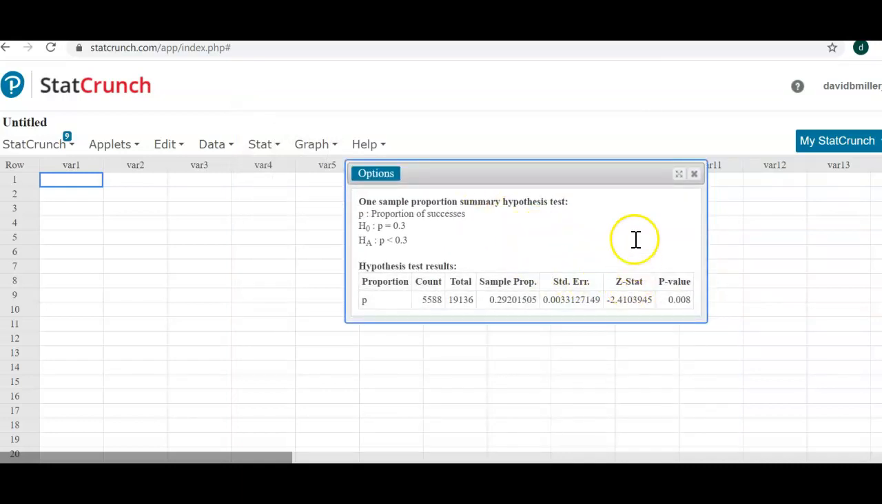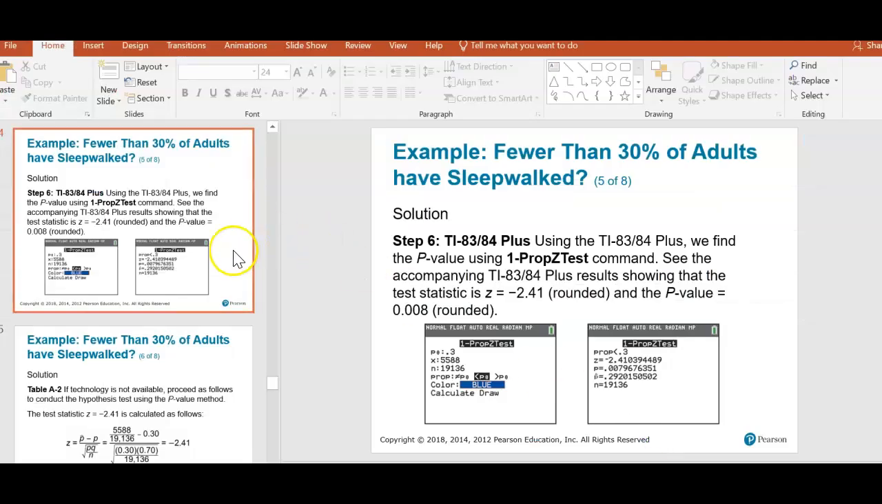We immediately see that we got what we wanted in terms of a p-value, 0.008, and we were looking for anything less than 0.05. So we have supported our hypothesis. We are able to reject the null hypothesis in this case. But let's go ahead and go back through the steps over here.